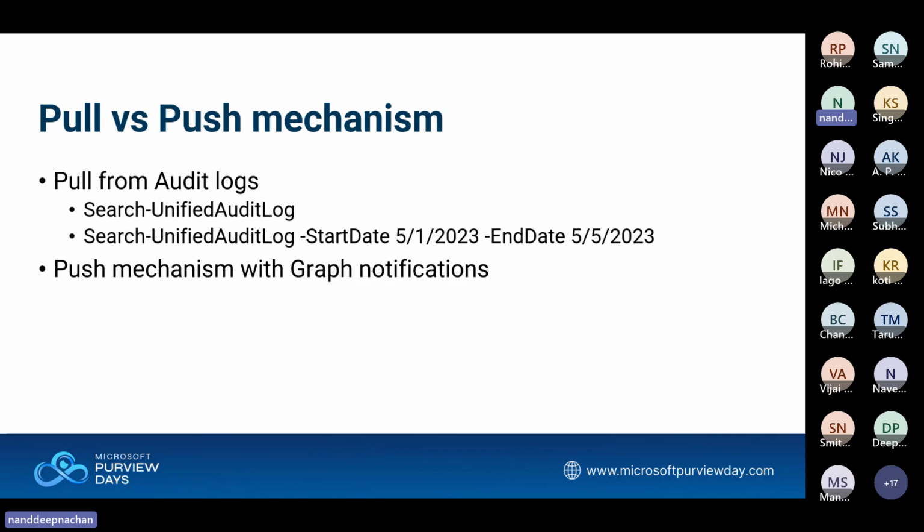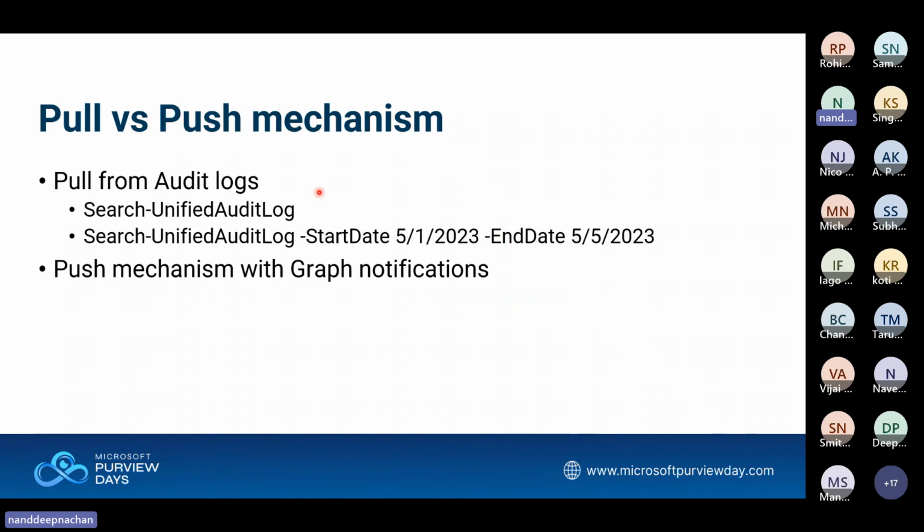Okay, so there are these two possible ways of approaching business scenarios that need looking at the audit logs for user as well as admin activities: the pull and push mechanism. At the same time, each of these has its own pros and cons. So let us start our discussion with the pull mechanism.